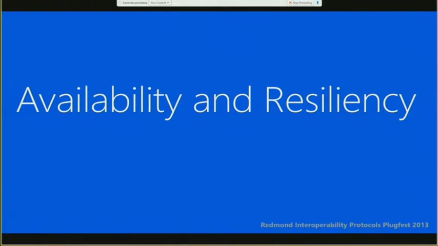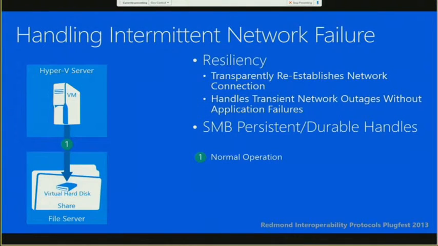So one of the big considerations for Hyper-V is always availability and resiliency. We need to make sure that virtual machines continue to run under as many conditions as possible. Now obviously there's going to be some conditions, such as a host going down, where we can't keep the virtual machine running. We have to restart it. And in those conditions, we want to make sure that we've got resiliency, that we can recover from that failure as quickly as possible. So with that, a couple of the functionalities that we did for handling intermittent network failures.